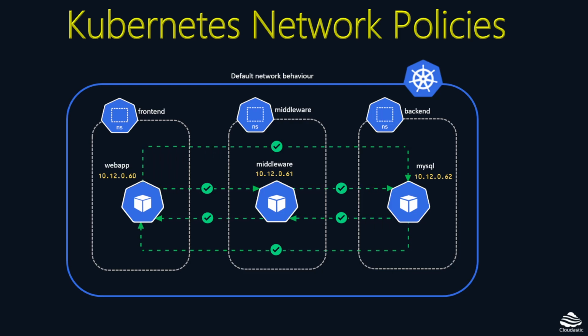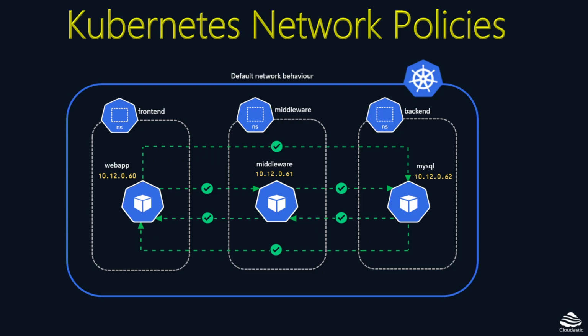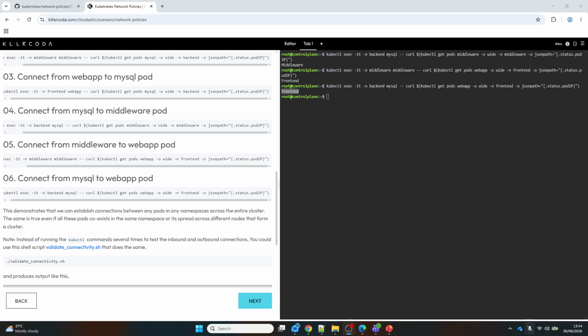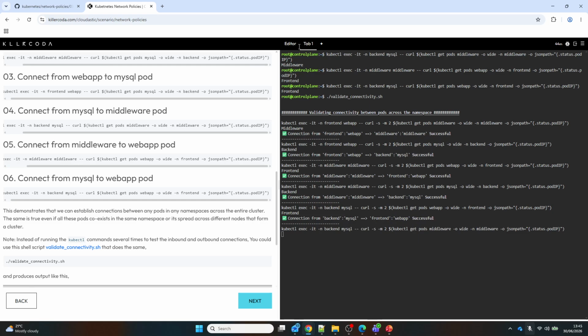Since we'll be testing these connections every time we apply a network policy, I have put together a quick shell script to automate the process. It instantly checks all connections and generates a report, saving us from having to run these commands manually every time. All you have to do is simply click on this validate-connectivity.sh to execute this script, and it runs a quick test and produces user-friendly output, something that looks like this. As you can see, it quickly validated all the connections.